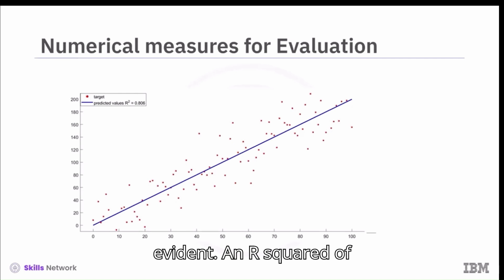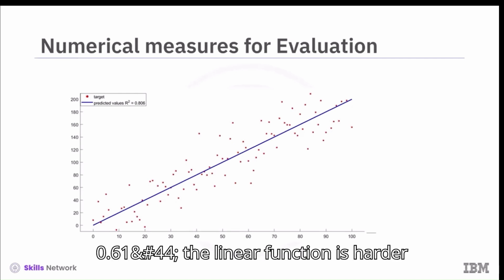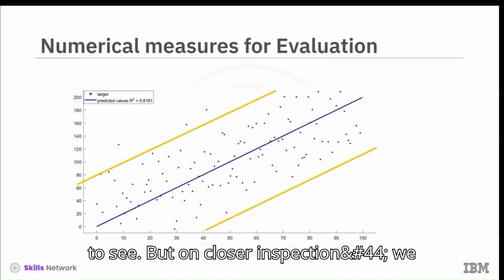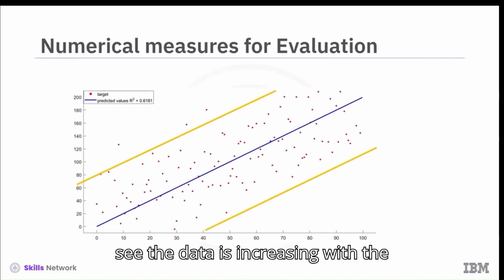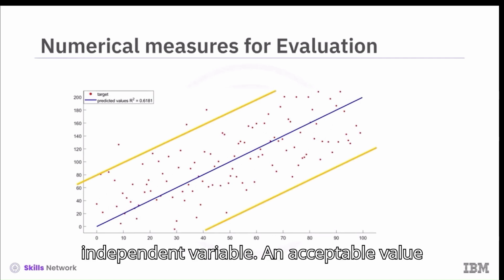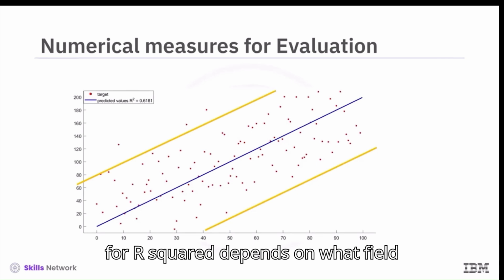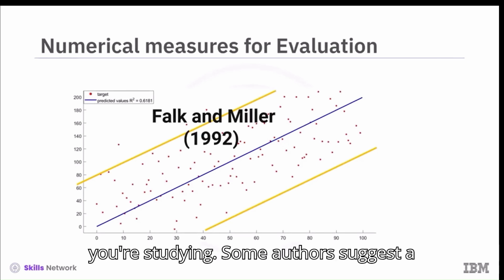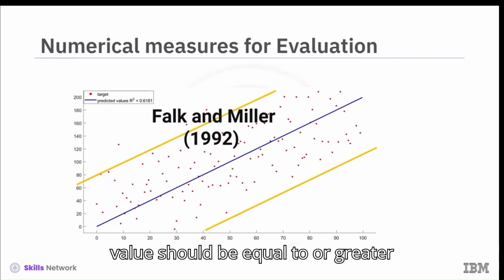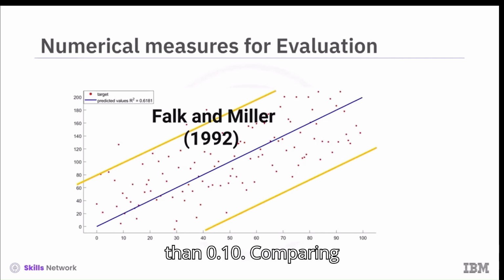With an R-squared of 0.61, the linear function is harder to see, but on closer inspection, we see the data is increasing with the independent variable. An acceptable value for R-squared depends on what field you're studying. Some authors suggest a value should be equal to or greater than 0.10.